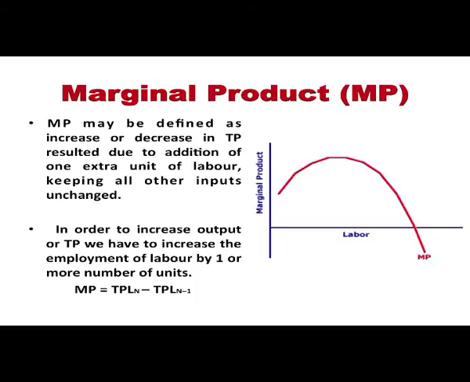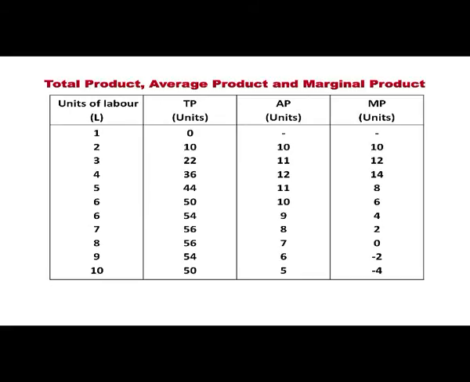In order to increase output or TP, we have to increase the employment of labor by one or more number of units. The smallest number by which labor can be increased is, of course, 1. Since marginal means very small, accordingly we can say that MP is the output contributed by the last unit of labor. Hence, the equation for MP becomes MP equals TP from L units minus TP from L minus 1 units. Let us see the table as shown.